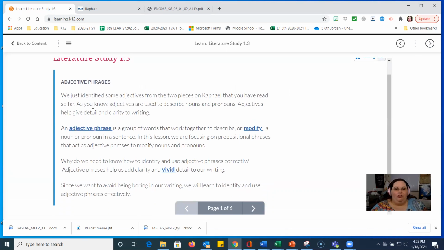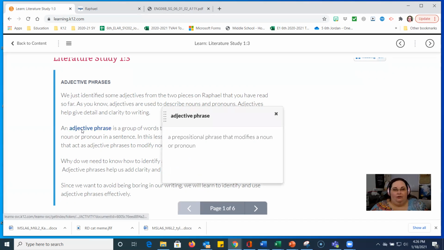Adjective phrases. We just identified some adjectives from the 2 pieces on Raphael that you have read so far. As you know, adjectives are used to describe nouns and pronouns. Adjectives help to give detail and clarity to writing. An adjective phrase is a group of words that work together to describe or modify a noun or pronoun in a sentence. So, an adjective phrase is a prepositional phrase that modifies a noun or verb.